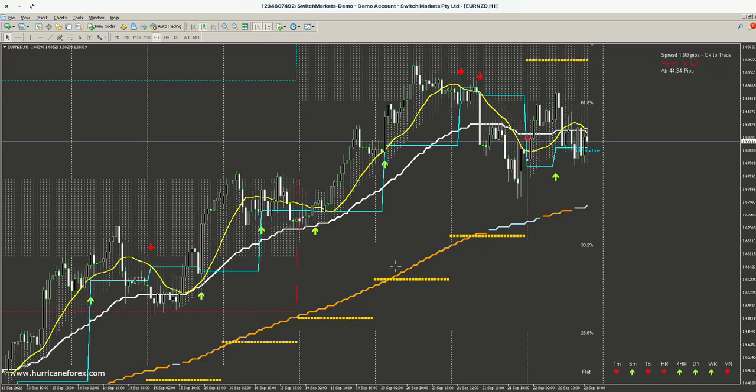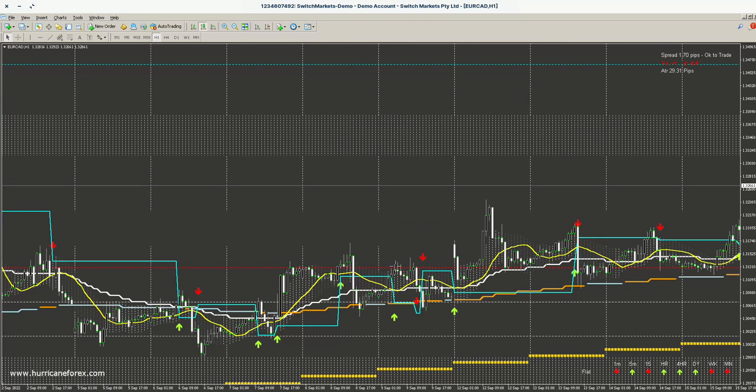I just want to help people trade and make money in the forex markets, because it's very hard. Let's put this one back onto these two ones up there.